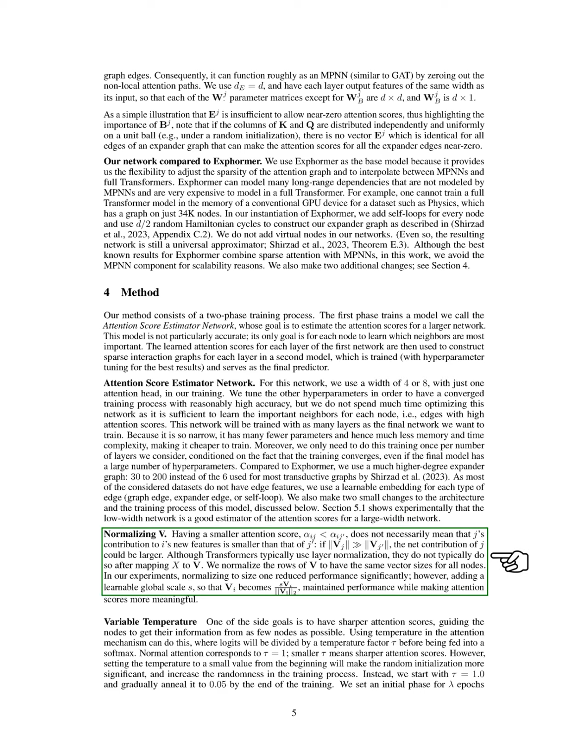Next, we address normalization. A smaller attention score does not always indicate that a neighbor's contribution to a node's new features is less significant. For instance, if the norm of one neighbor's features is much larger than another's, its overall contribution could be greater. While transformers usually apply layer normalization, they often skip this step after mapping input features to the value representations. We normalize the rows of the value matrix to ensure all nodes have the same vector sizes.